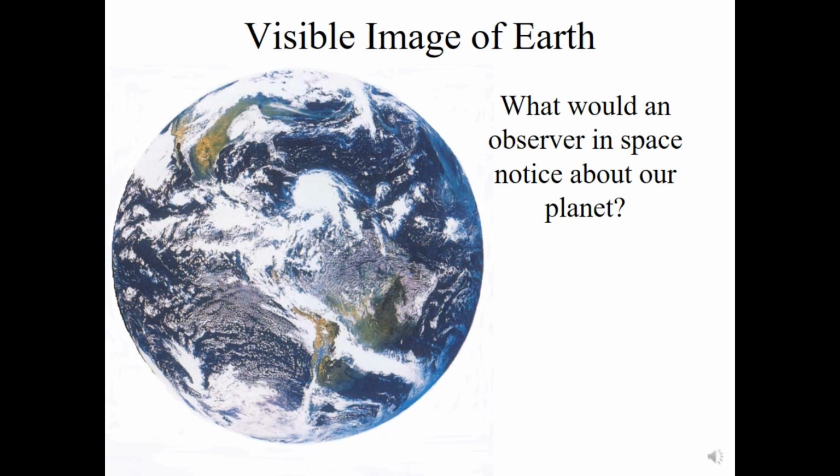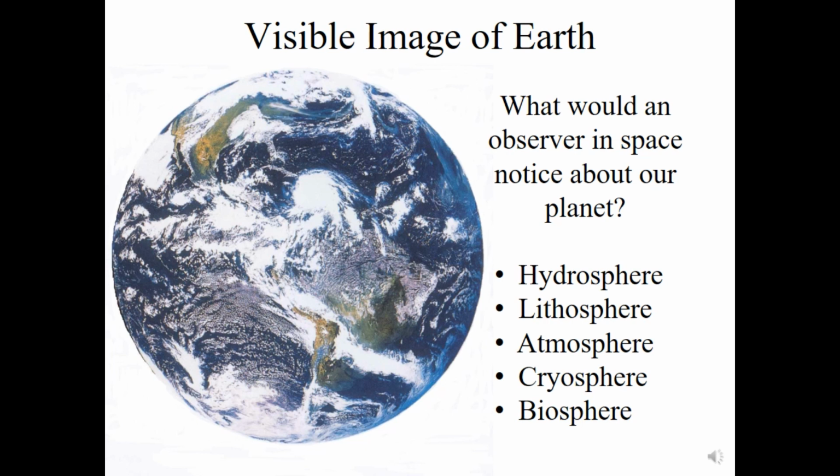And we have all these different spheres. A biologist would look and see life. We have all these different spheres of influence associated with the Earth. The hydrosphere is the water in the system. The lithosphere is the land. The atmosphere is the gases surrounding the planet. The cryosphere is the ice, and the biosphere is all the life that's contained therein.